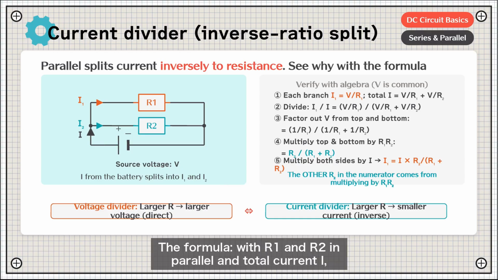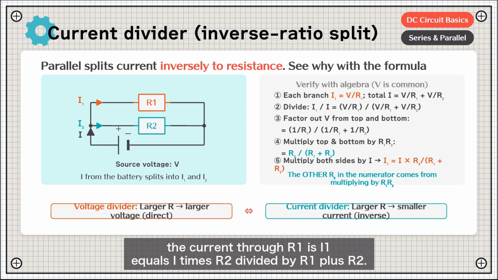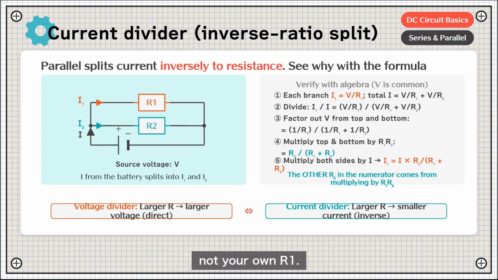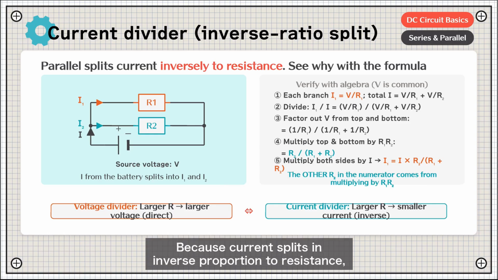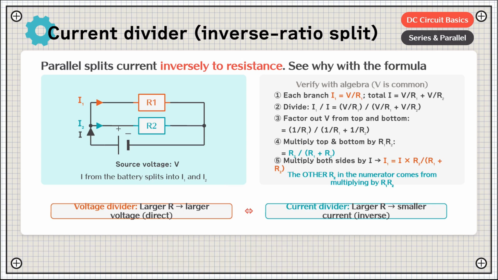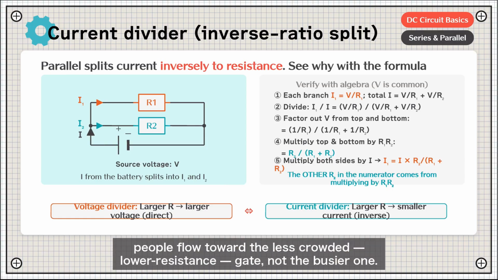The formula, with R1 and R2 in parallel and total current I: the current through R1 is I1 equals I times R2 divided by R1 plus R2. This is the critical point. The numerator is the other resistor R2, not your own R1. Because current splits in inverse proportion to resistance, the branch with the lower resistance gets the larger share of current. Think of two ticket gates. People flow towards the less crowded, lower resistance gate, not the busier one.